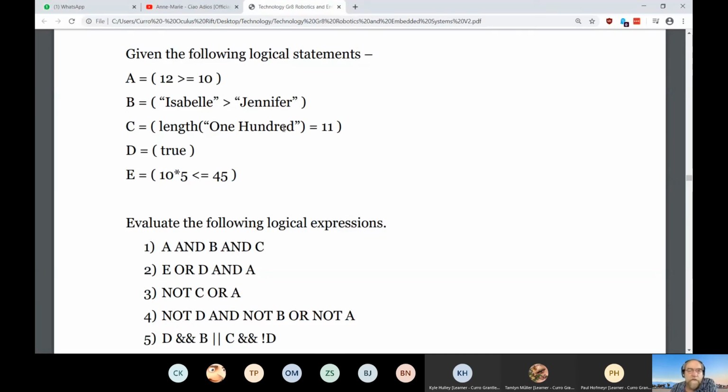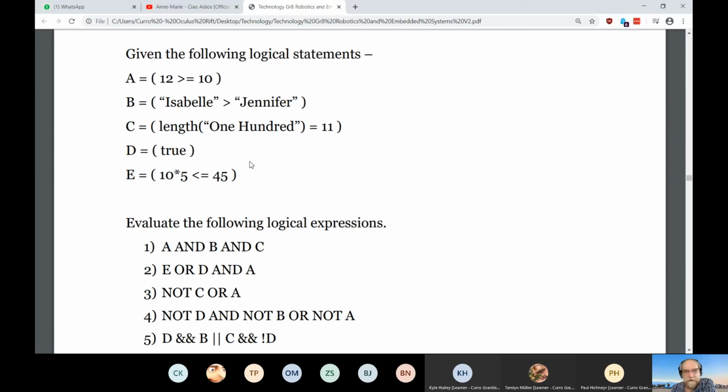C is length 100 equals 11. Now I'll show you how to do this one. Length is a method in Java that will tell me the length of this string of text here, including the space bar, but not including the inverted commas. So how many letters are in there, including the space bar, and then you compare that to 11. If that is 11 characters, then obviously C is true. If it's not 11 characters, then C is false.